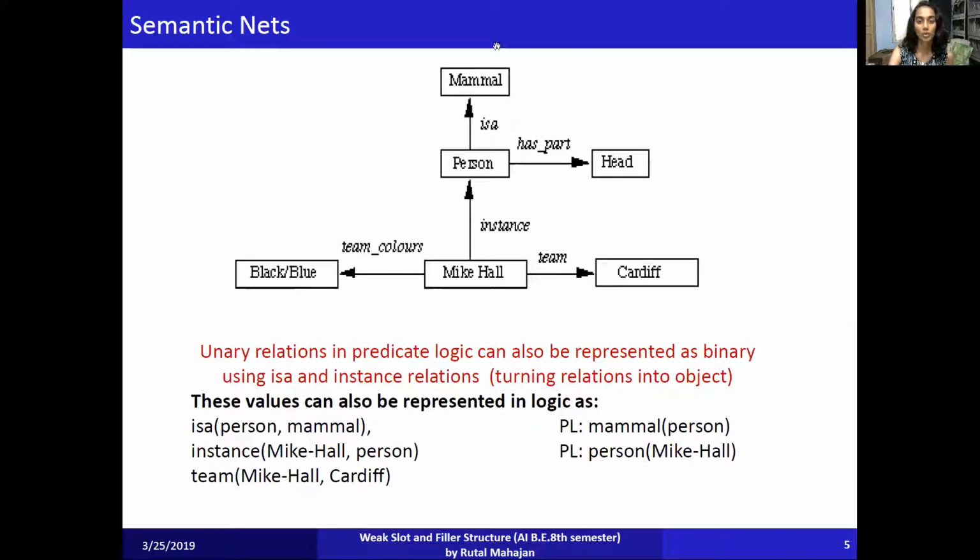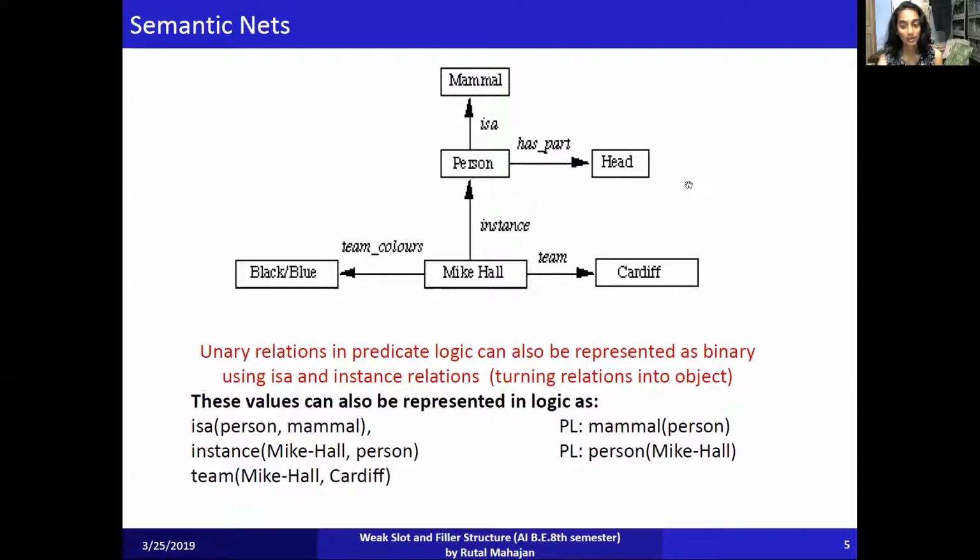Over here we can see the relationships between these concepts, like person and Mycal. How are they related? We can say Mycal is an instance of a person, meaning Mycal is a person. Person and mammal, how are they related? Person is a mammal. Person has part, head, meaning any mammal has part, head.